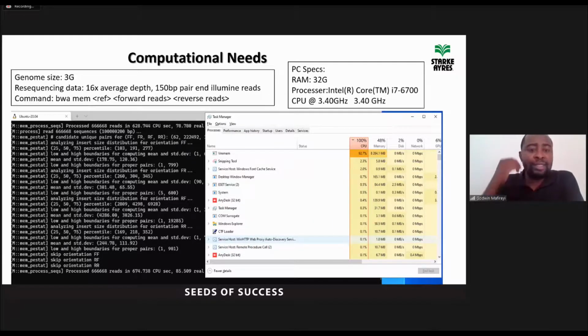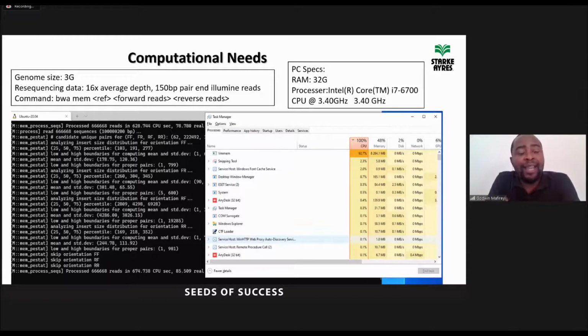Okay, so this slide here shows an alignment of resequencing data to a genome that's 3 gigs in size with 150 base per reads of Illumina data. As you can see how my task manager looks here, this is a computer that's a good computer. It's one of the most powerful desktop computers that we have at our company. It's a 32 gig RAM, Core i7, so 3.4 gigahertz of processing power.